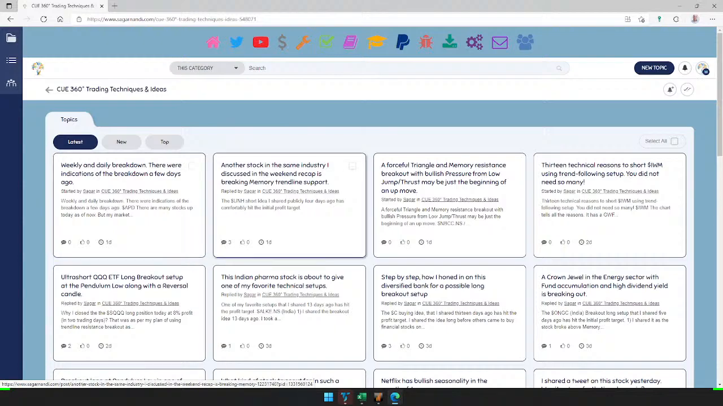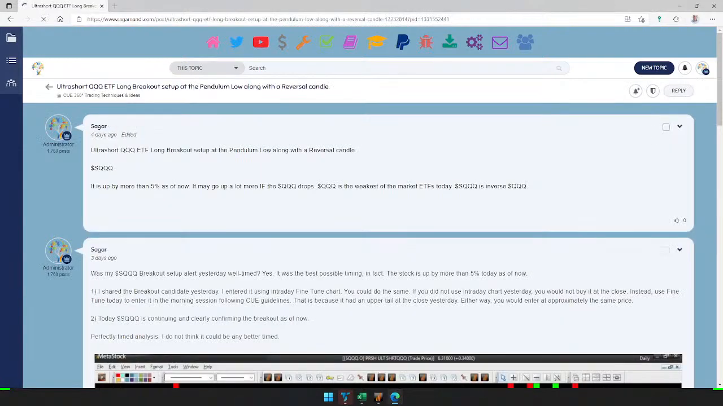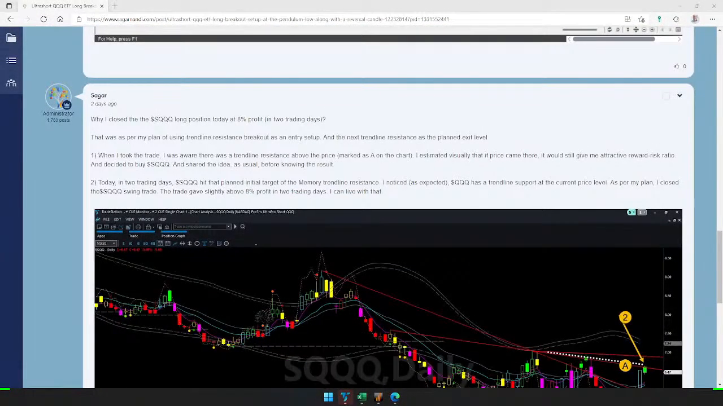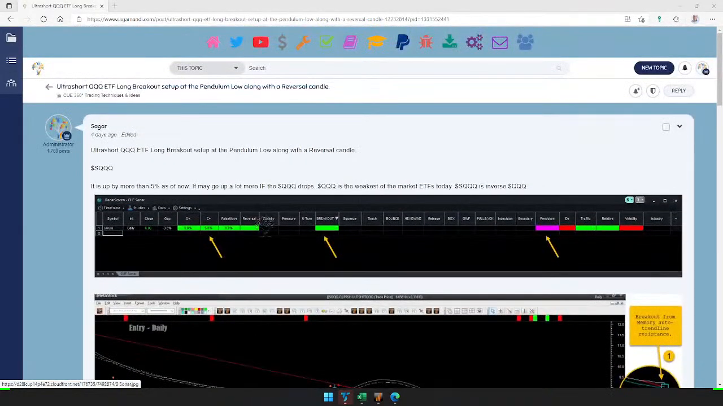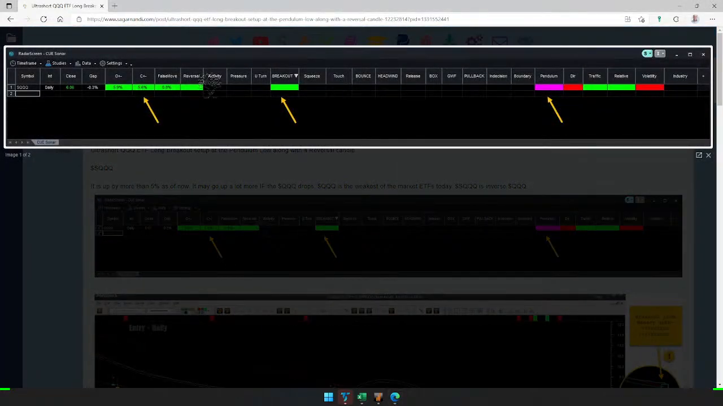This is sagarnandi.com, where I share live analysis before knowing the result under this category, 360 degrees trading techniques and ideas. This was the post on SQQQ. Let's look at that. I shared the idea 4 days ago on SQQQ, which is the inverse of QQQ. And these were the snapshots as of that time.